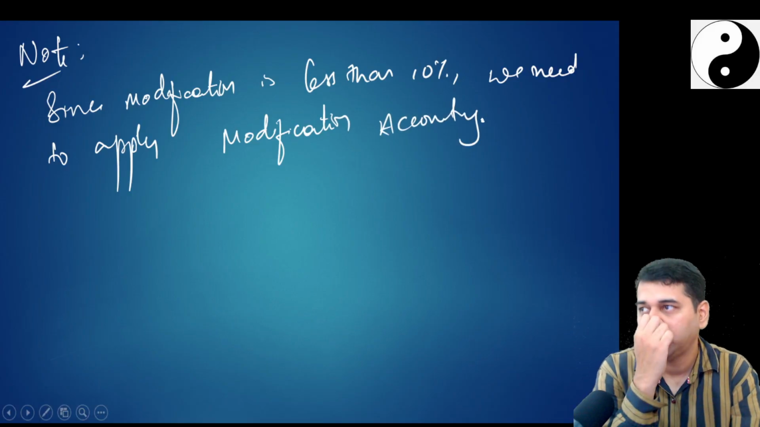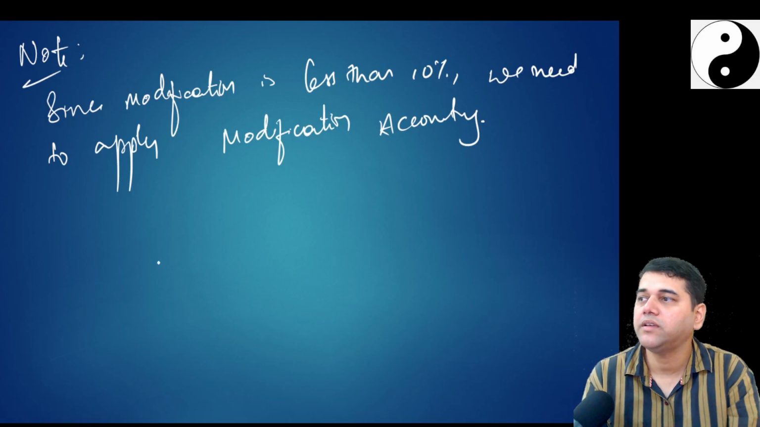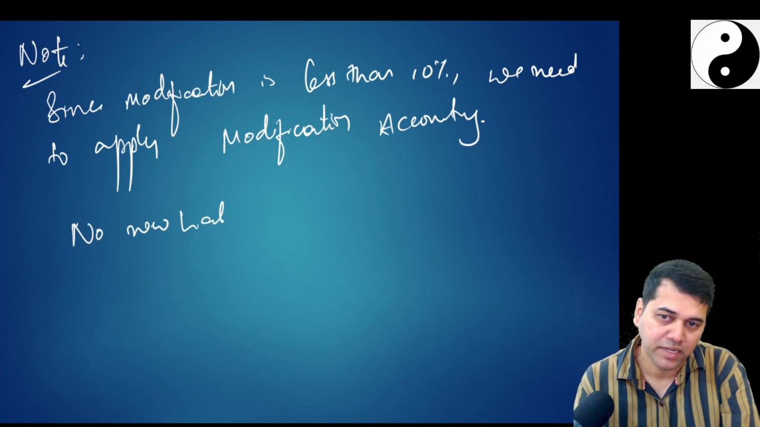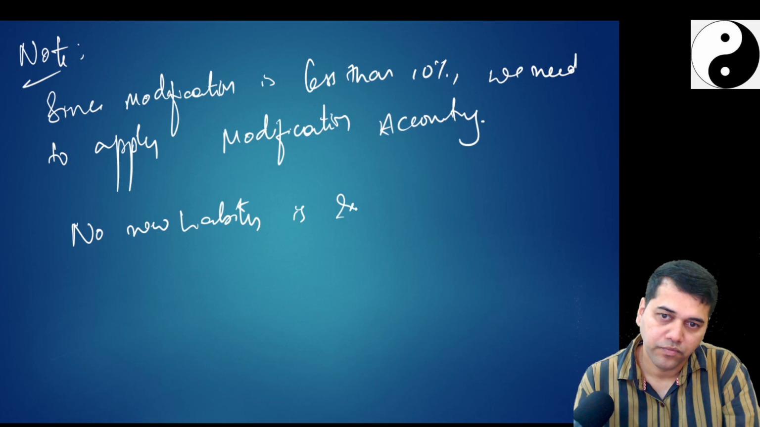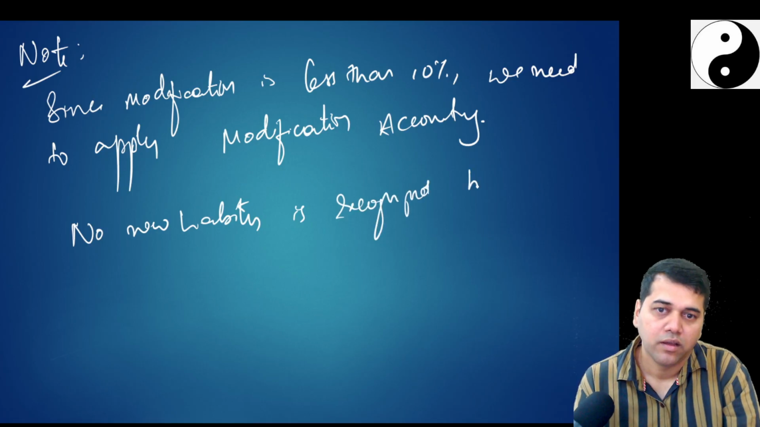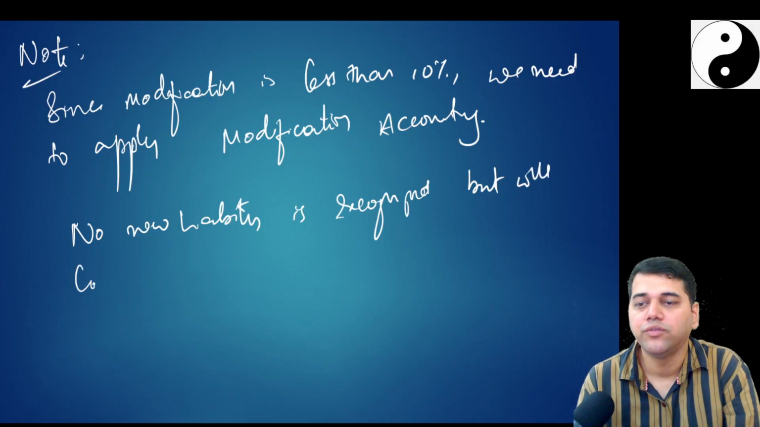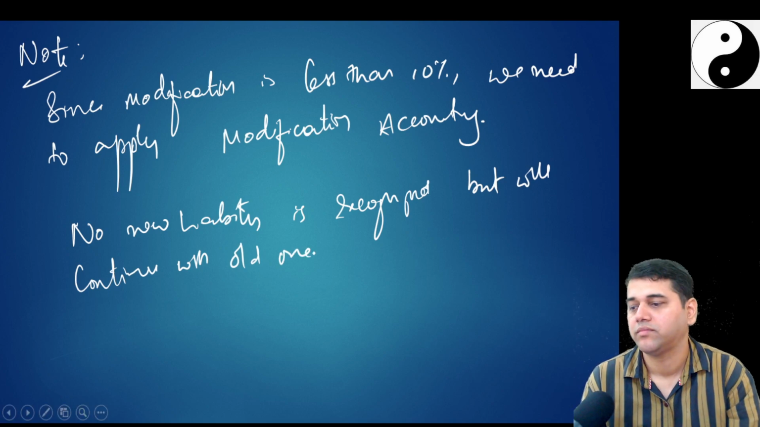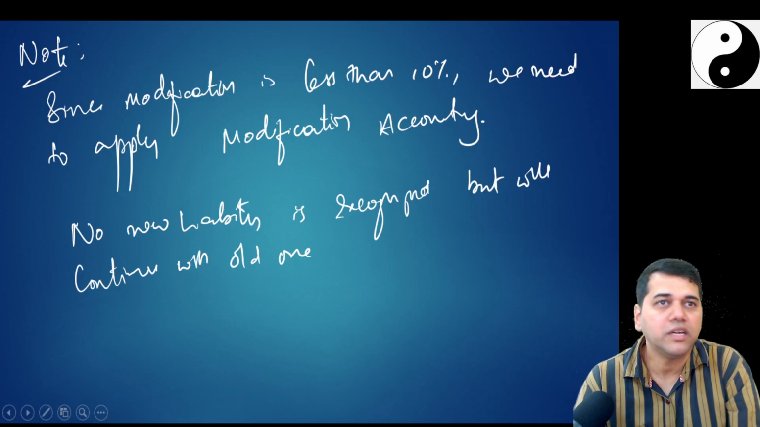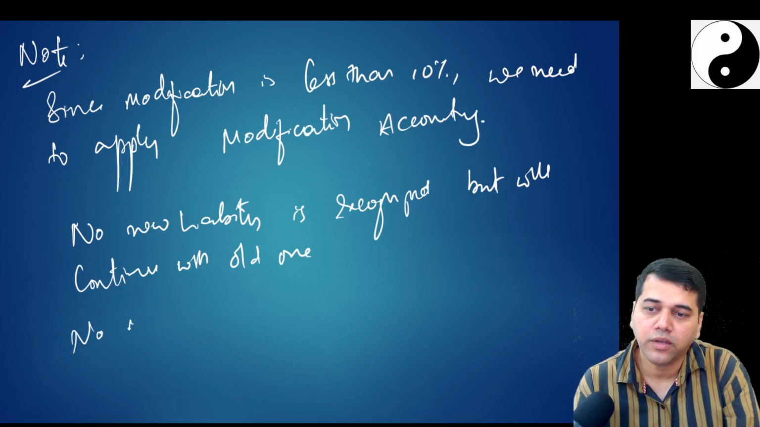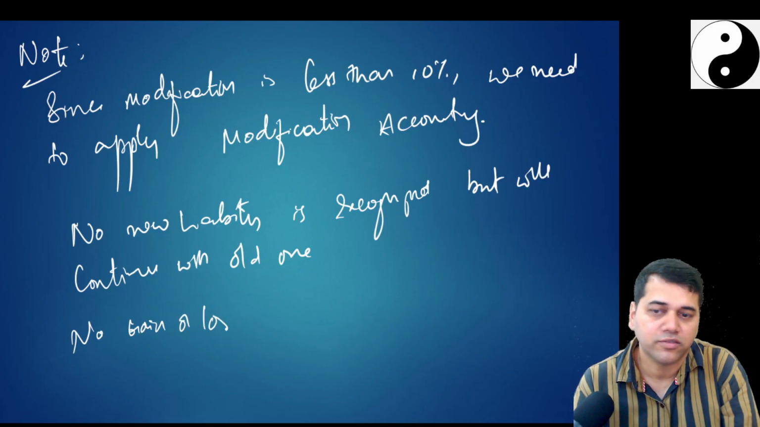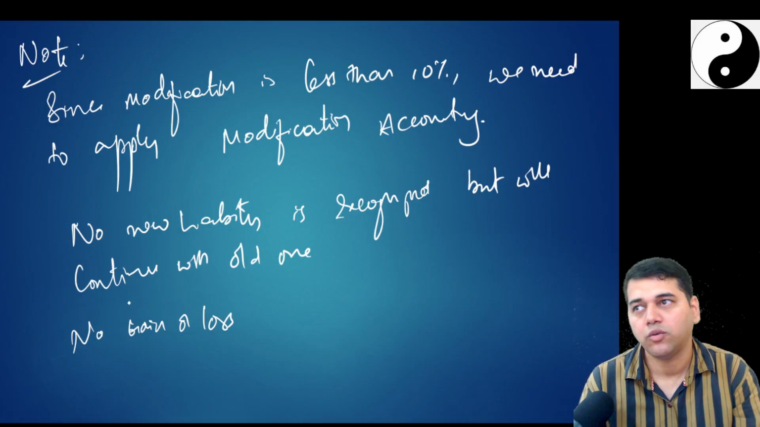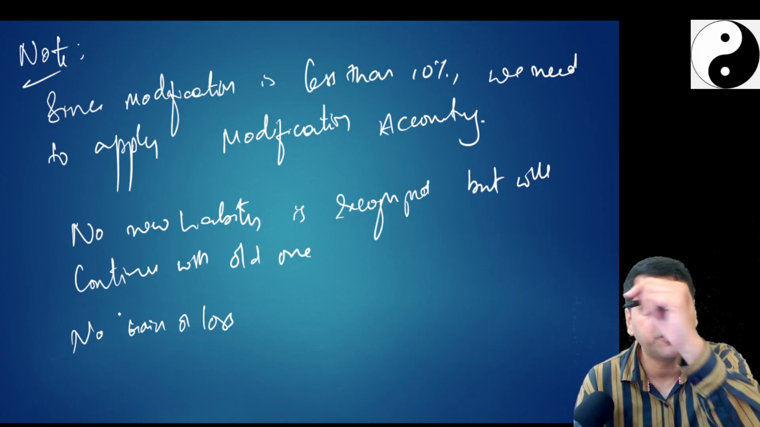So what do we do here? Can you tell me? No new liability is recognized, but we will continue with the old one. Since we continue with the old one, no gain or loss. So those gain or loss entries and calculations, we are not going to do. Then only one question comes: sir, what about this fees paid?